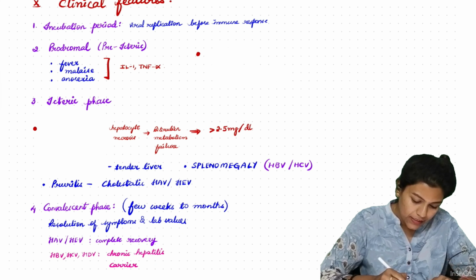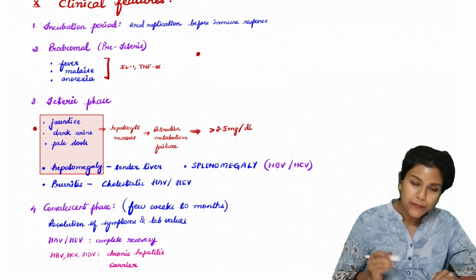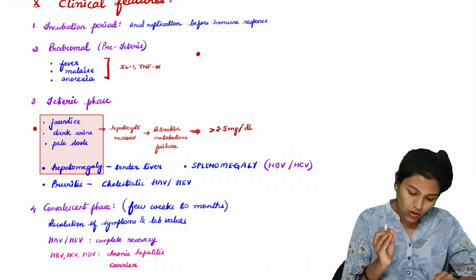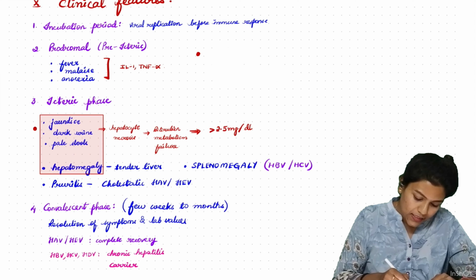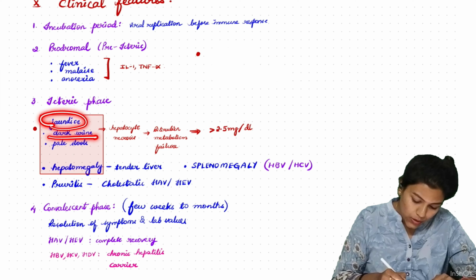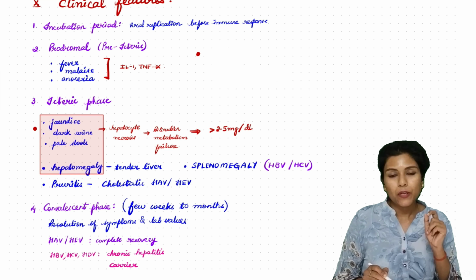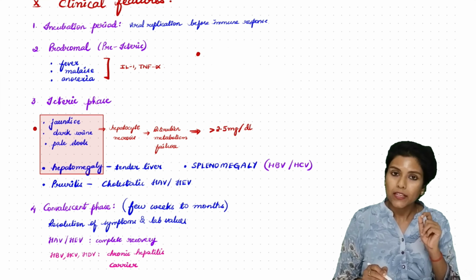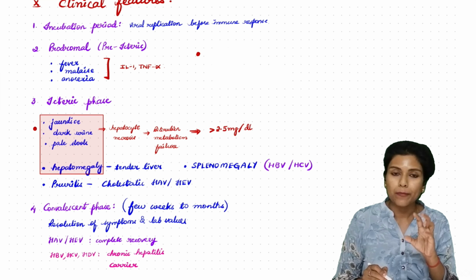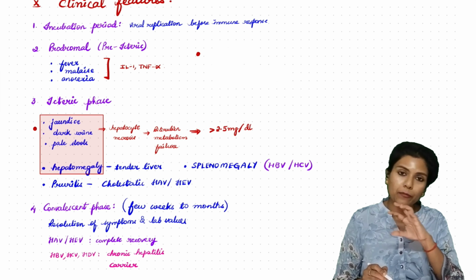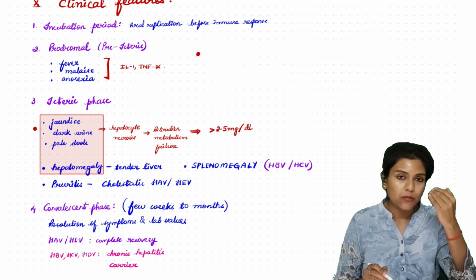Coming to the icteric phase. Icterus means jaundice. So in the jaundice phase, there will be jaundice, dark urine, and pale stools. Jaundice is because of rising bilirubin in the blood. Some hepatocytes will conjugate, some will not. Because of necrosis, they are not able to conjugate.